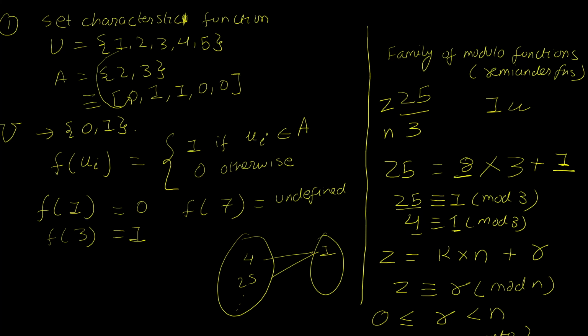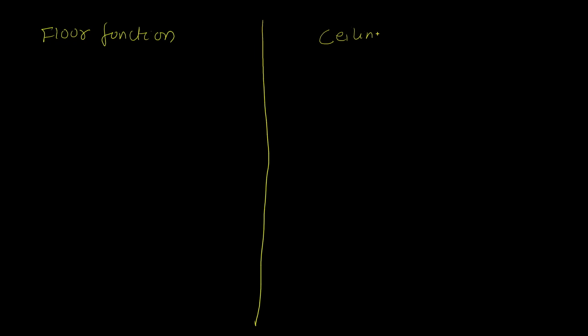And is this function onto? Is everything in the output space covered? I'll let you guys think about that. Okay, so the next two functions that we're going to look at are going to be floor and ceiling functions. So the floor function and the ceiling function. These are functions that calculate the whole numbers below or above a given number.